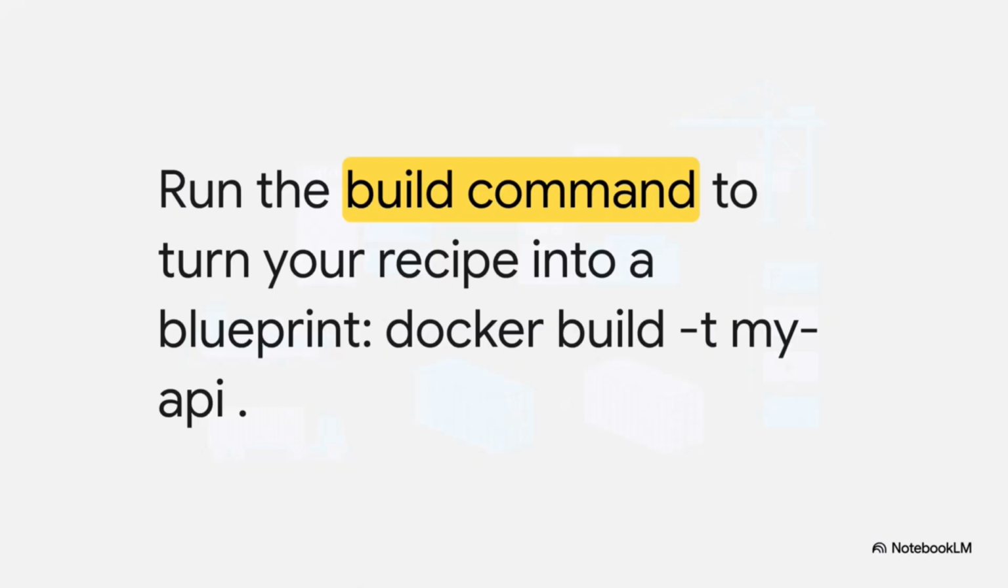From there, we just jump over to the terminal, you run a single command, docker build -t myapi. This tells Docker to read that recipe we just wrote, gather up the node version, the dependencies, and your code, and build the stamped blueprint image. That -t myapi part, that just gives it a nice readable name or tag.